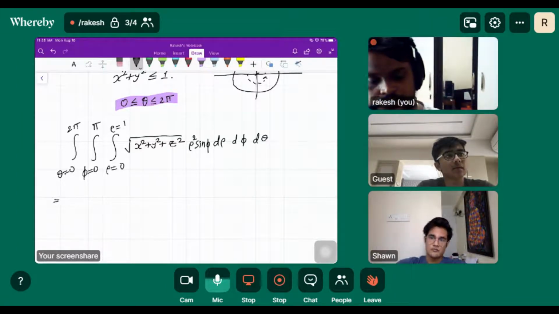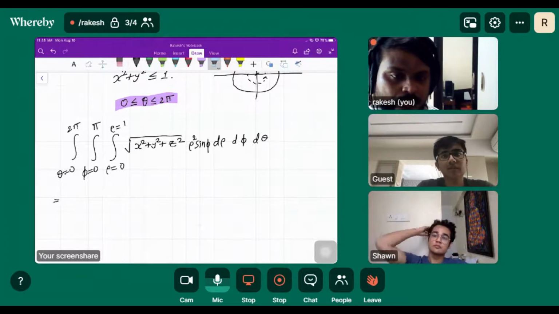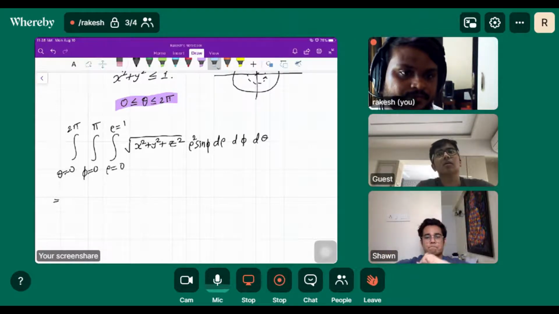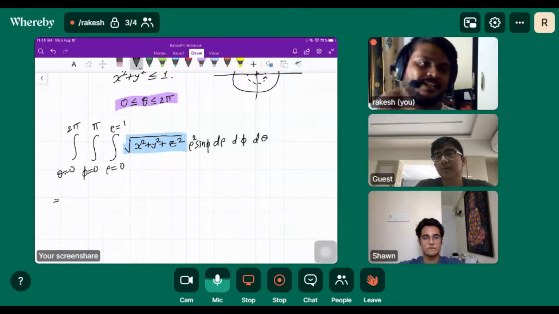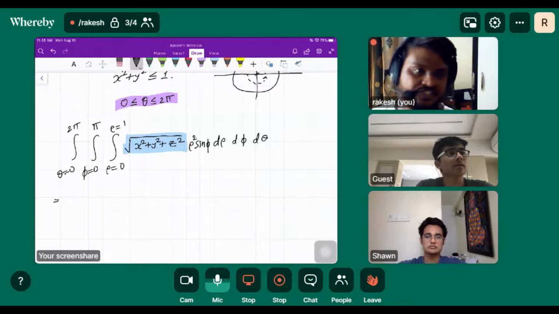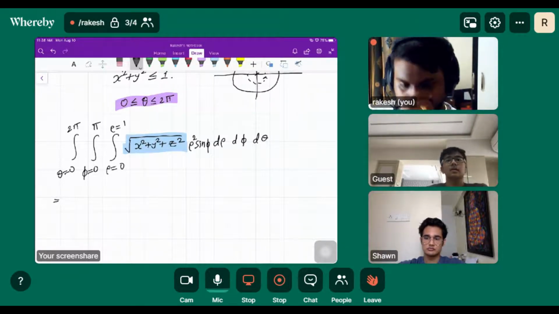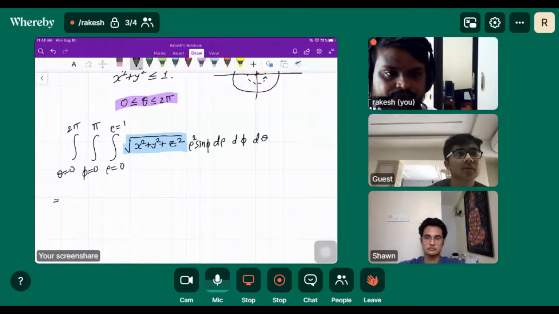Now the question was, is there anything that needs to be done with this expression, or can we start integrating right away? We need to make x square, y square, all of that become rho. This has x, y, and z square. This is the old coordinate system, the rectangular coordinate system, right? That has to be converted into the spherical coordinate system. So x square plus y square plus z square is equal to rho square, isn't it?